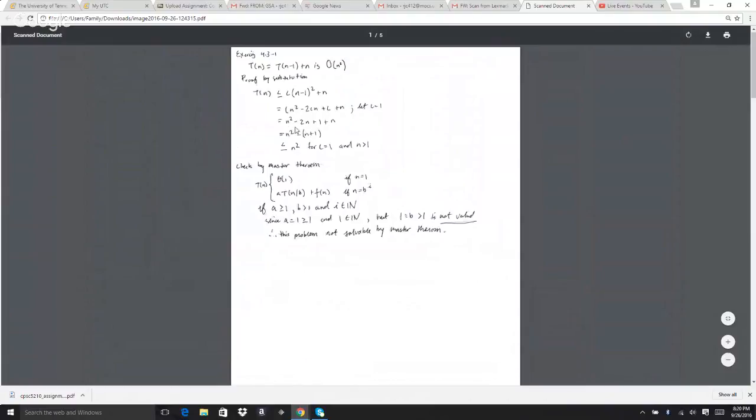C being 1 leaves us with n squared minus 2n plus 1 plus n. Reducing the terms, you have n squared plus 1. Now, because n squared minus any factor here will be less than n squared itself. True for C equal to 1 and n greater than 1. From here, we've proved that given this total time, there is the upper bound, big O, n squared.